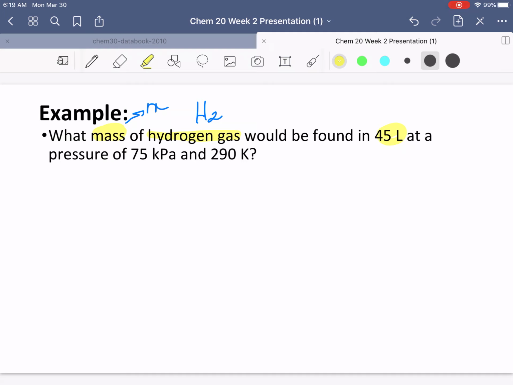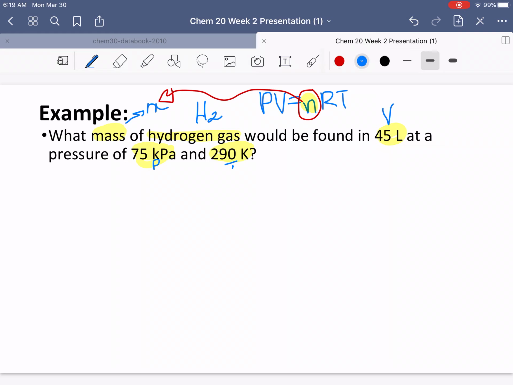The rest becomes very familiar. 45 liters, a volume. 75 kilopascals, pressure. 290 Kelvin, there's your temperature. Okay. When you build what you know, ultimately, if we're looking for mass, and you think about PV equals nRT, out of those 5 variables, the one that actually relates to mass is n. So that's what we need to look for first, because then we can use that n in order to help us get to mass.